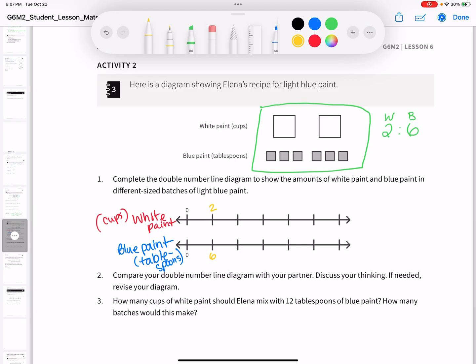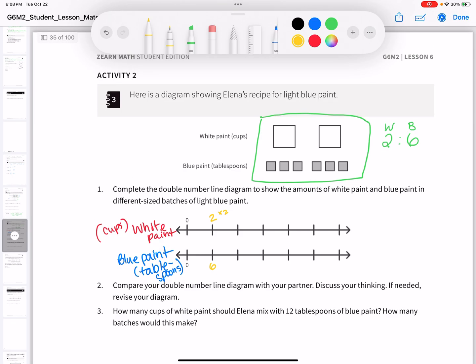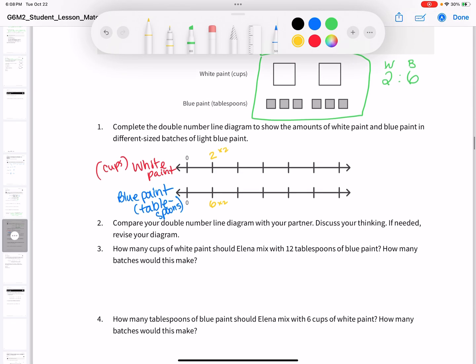All right. So to get here, it's a 2 to 6. Our next batch, we would have to double this. So we multiply by 2. 2 times 2 is 4. So we'd need 4 cups of white paint. 6 times 2 is 12. All right. So it looks like we're going up by 2s here, right? Because if we want to triple that, then we would have to multiply by 3 to get this one. So 2 times 3 is 6. 6 times 3 is 18.